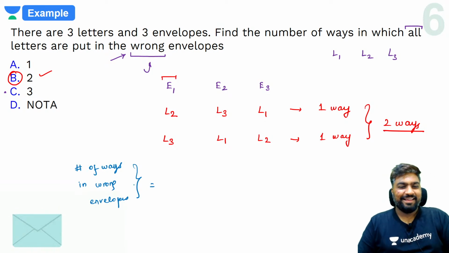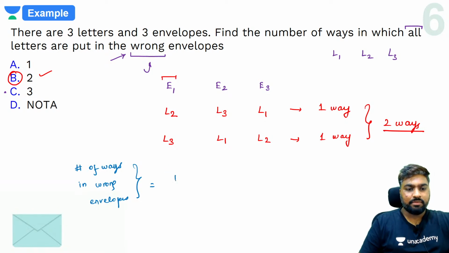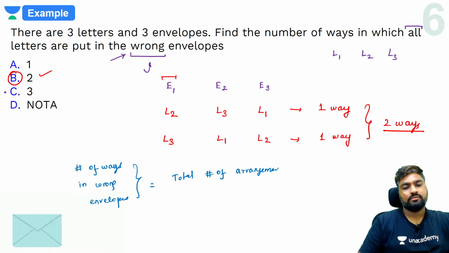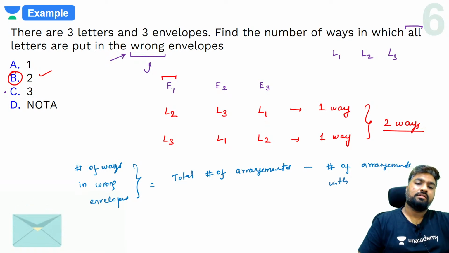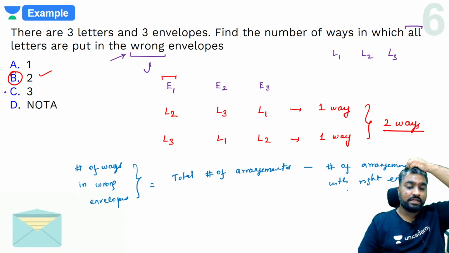Look at this, it will basically be the total number of arrangements minus the number of arrangements with the right envelope. Yes, total number of arrangements minus number of arrangements with the right envelope.